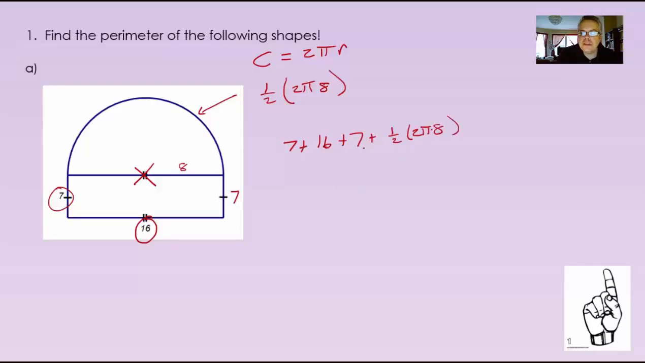All right, 7 plus 16 plus 7 is 30. Here we have 4 numbers being multiplied together, 1/2, 2, pi, and 8. We can multiply the half, the 2, and the 8, and 1/2 times 2 is 1, times 8 is 8, and we still have the pi, so it's 8 times pi. This is actually an exact answer for this problem. And you can find a decimal if you wanted, but let's keep it exact for this video and this assignment. So the exact perimeter is 30 plus 8 pi.